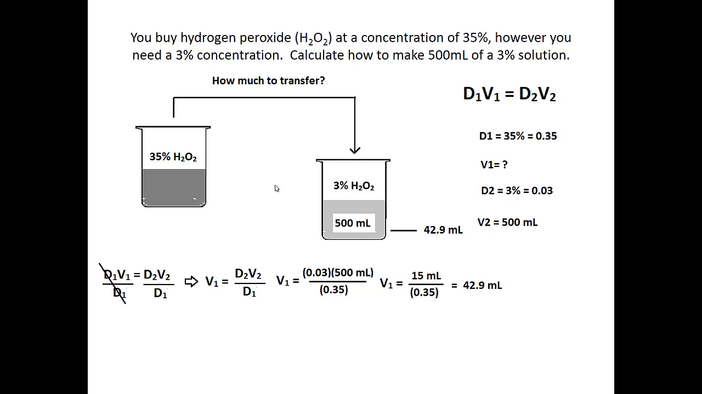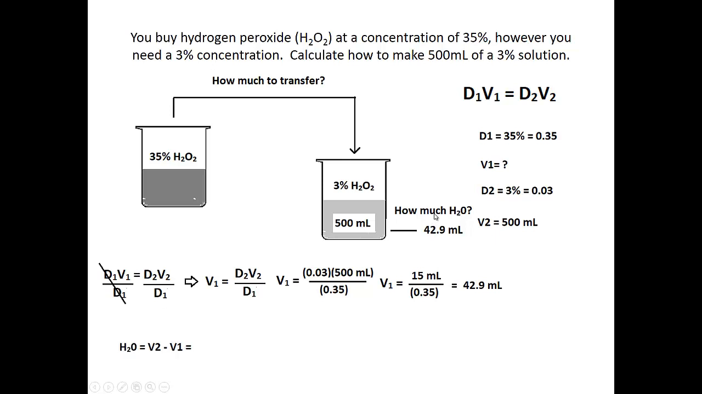Now, whenever we're making a solution, what we have to realize is we need a certain amount of the starting concentration. We've calculated how much that is at 42.9 mLs. What we also need then is a certain amount of water to top that off. And the combination of the water and the volume of the starting concentration is going to need to equal exactly 500 mLs. So what we need to do next then is figure out how much water do we need exactly.